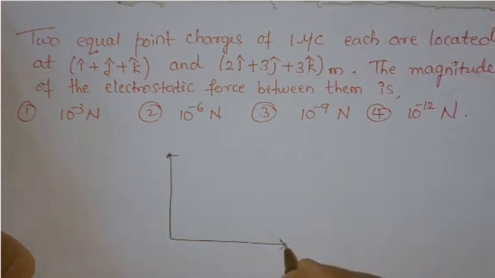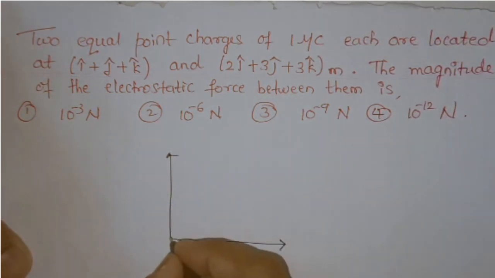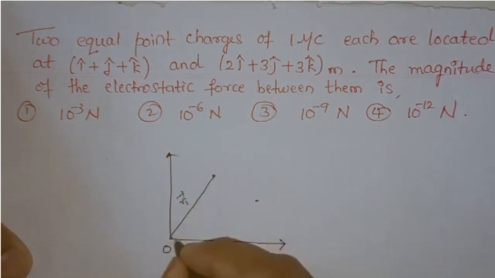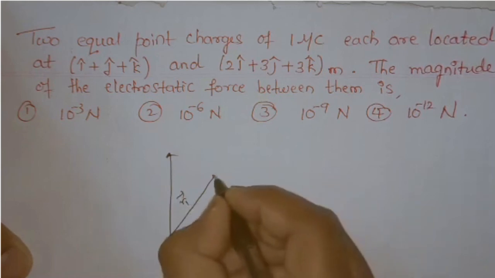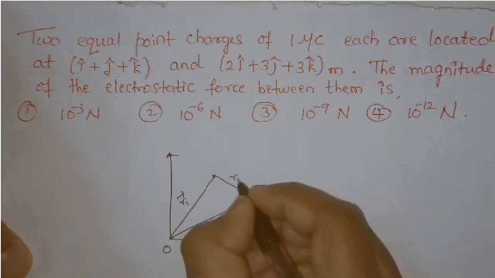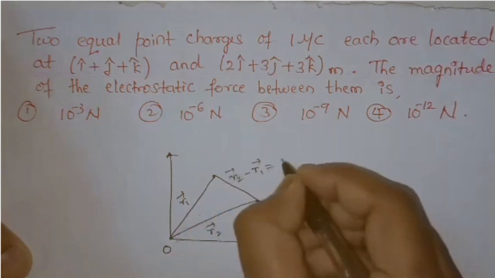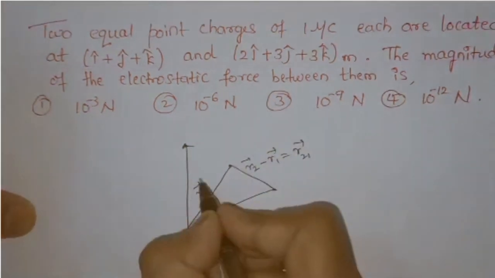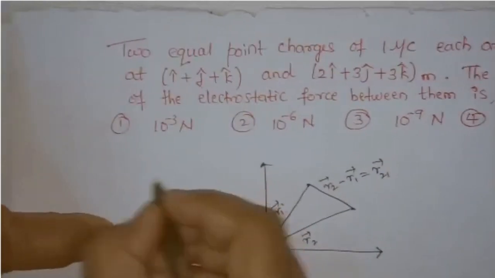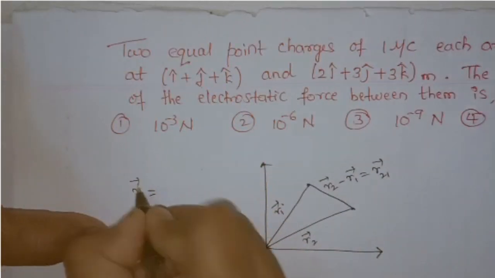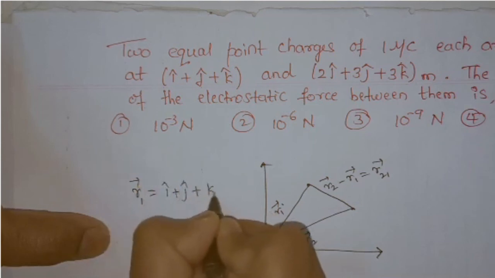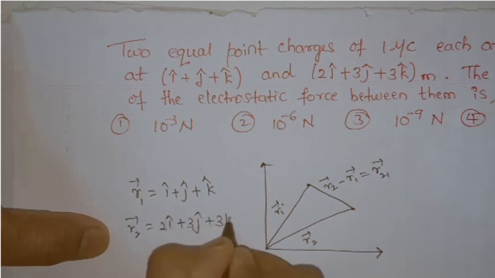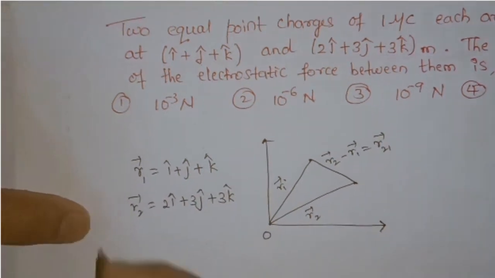I hope you remember Coulomb's law in vector form. Somewhere here is the origin O, here you are taking the charges, and this would be your R1 vector and this is our R2 vector, right? Now you are going to find this distance. How? R2 minus R1 vector, to find R21, isn't it? This was the thing we did. So in the same way here, R1 is given as i cap plus j cap plus k cap, and R2 is given as 2 i cap plus 3 j cap plus 3 k cap.